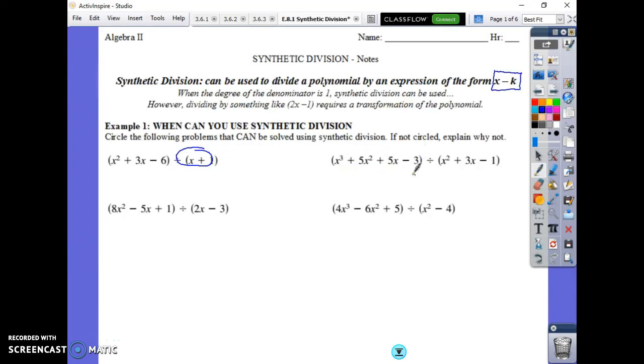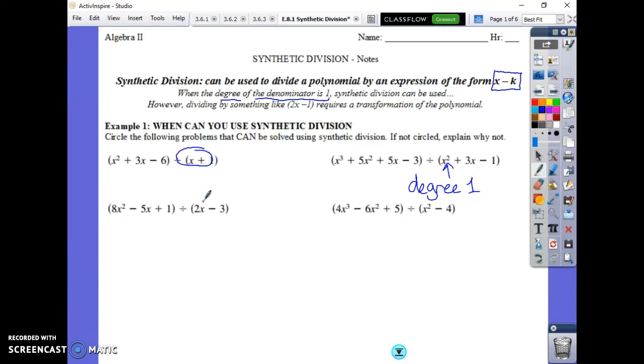Your second one over here, x cubed divided by x squared, we are not going to be able to do this one, so I'm not going to circle it because the degree is 2. We only divide if the degree is 1. So the degree of the denominator being 1 is what I'm looking at there.